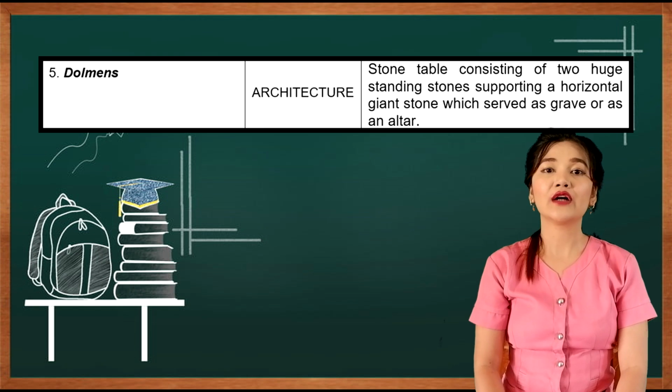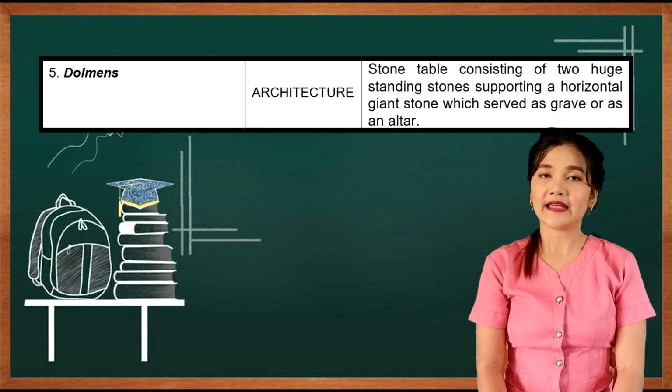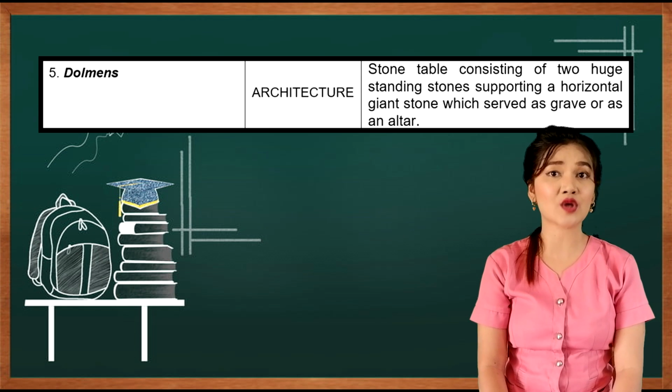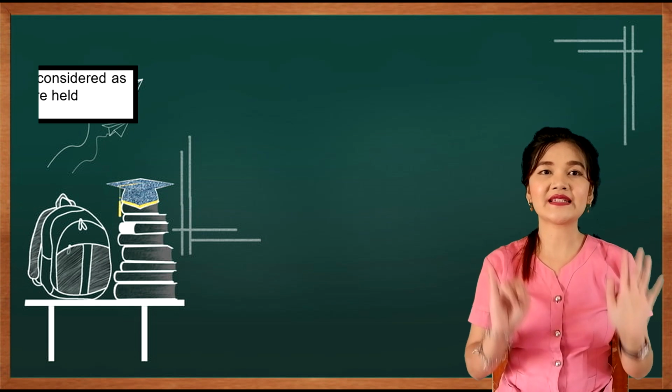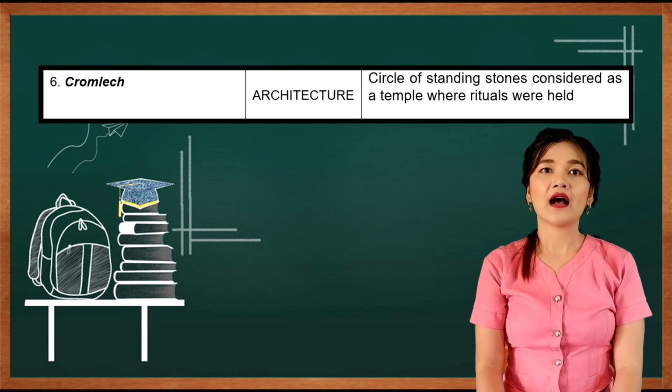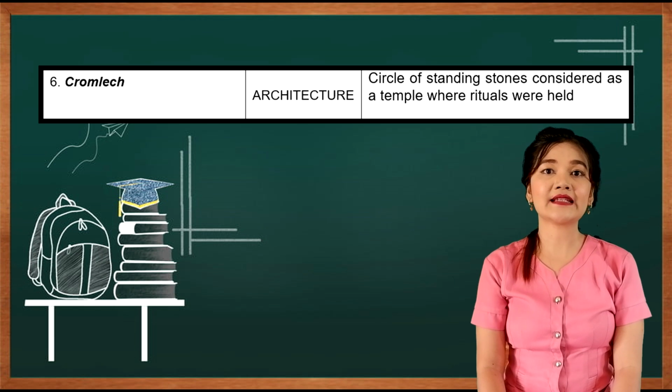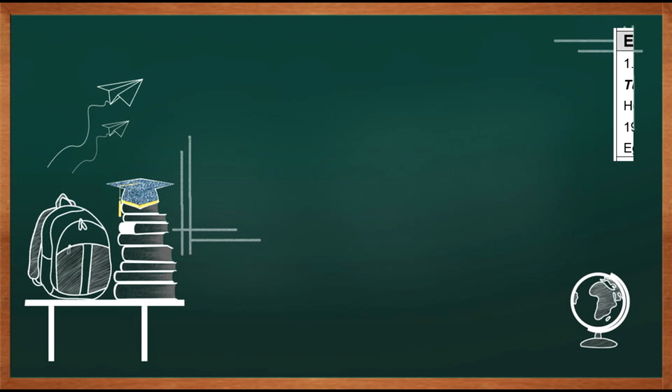Number 5. Dolmens. Art form: architecture. It is a stone table consisting of 2 huge standing stones supporting a horizontal giant stone, which served as a grave or as an altar. Number 6. Cromlech. Art form: architecture. It is a circle of standing stones considered as a temple where rituals were held.